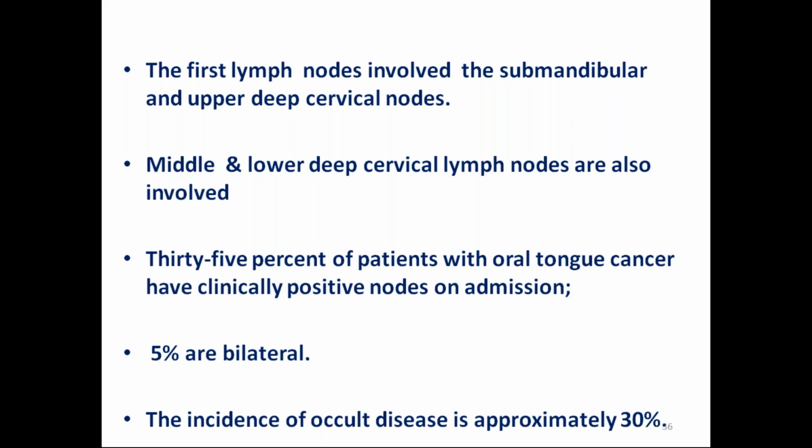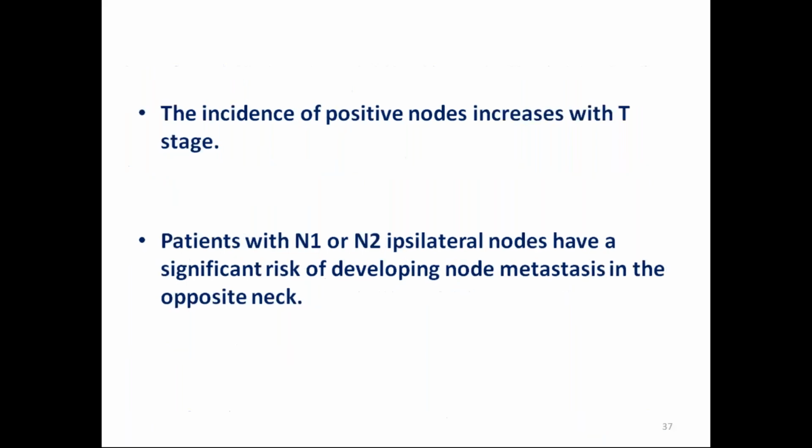35% of oral tongue cancer patients have clinically positive nodes on admission. So they come to the OPD with positive nodes only. With positive neck nodes, we then go for mouth examination, and we come to find out that there is carcinoma of the tongue. The incidence of occult disease is approximately 30%.